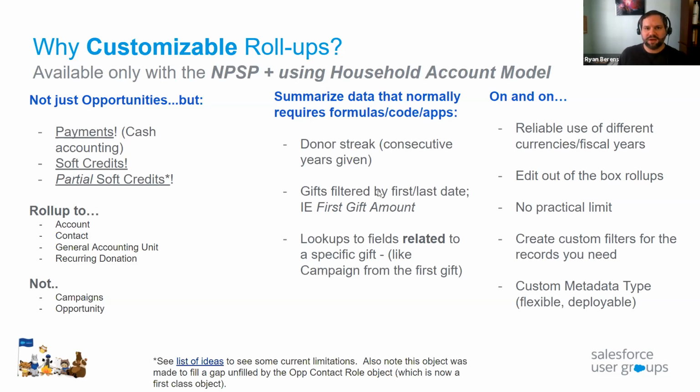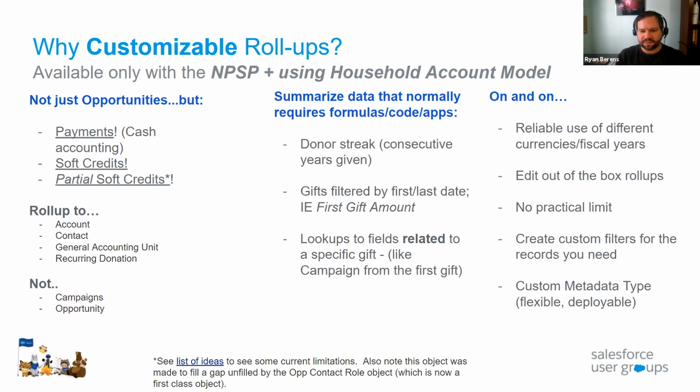So a rollup performs an operation, right? A rollup takes the data and the records, looks at a field, provides some calculation, and then surfaces that result on the parent object. And there are new things that you couldn't do in the previous version. There's something called donor streak, consecutive years of giving, and gifts filtered by the first date, last date, first gift amount, last gift amount from a donor. From a fundraising team's perspective, I might want to see not just the date of the first gift, but the amount of the first gift, and you can run reports off of that.